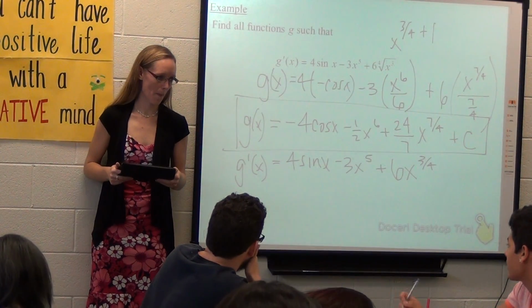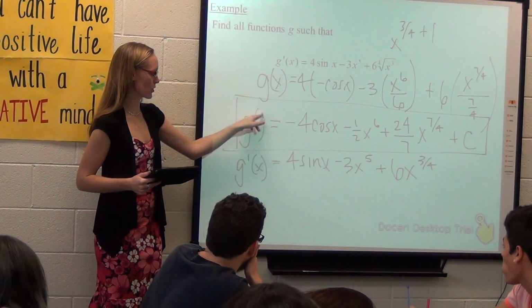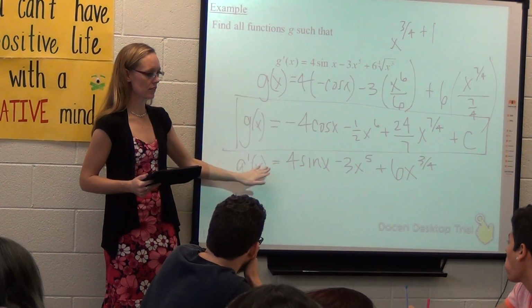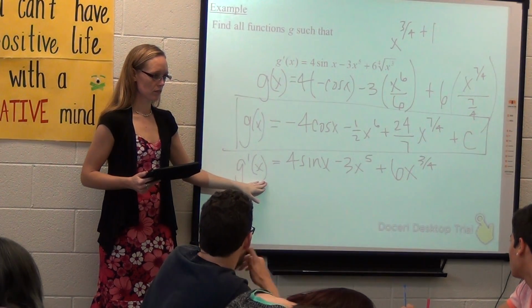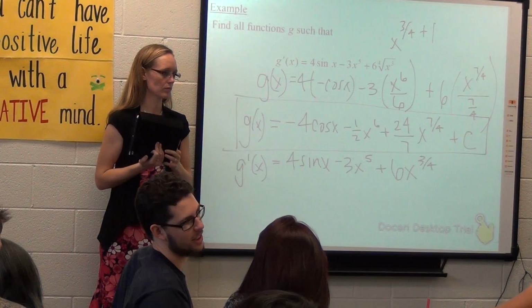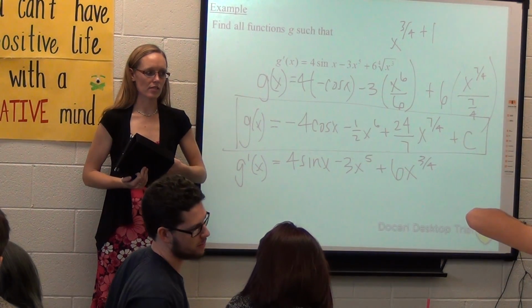We wouldn't have to write plus c right there. There is no plus c when you derive. If I derive a constant, I get 0. This is my answer. This was me checking. Okay, any questions on this example?